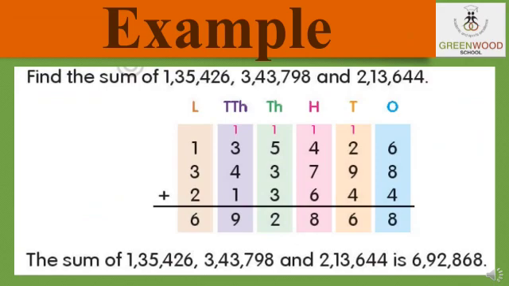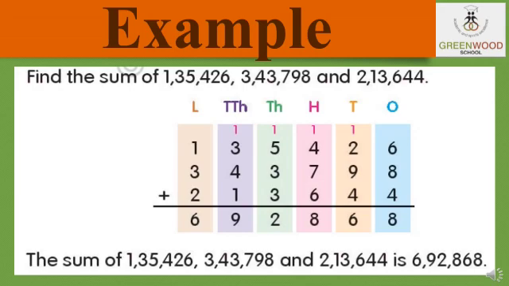Find the sum of 1,35,426, 3,43,798 and 2,13,644. First, place all the values in their respective places, that is ones, tens, hundreds, thousand, 10,000 and lakh. Step 1, add the ones, that is 6 plus 8 plus 4 is equal to 18. Now 18 is a 2-digit number, so we'll split it. 8 that is at ones place will keep down, while the 1 that is at tens place will carry on the head of 2 in tens place.